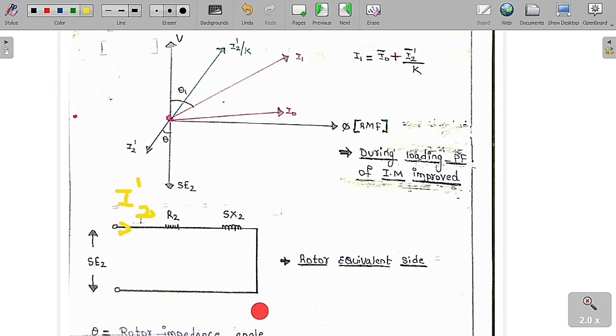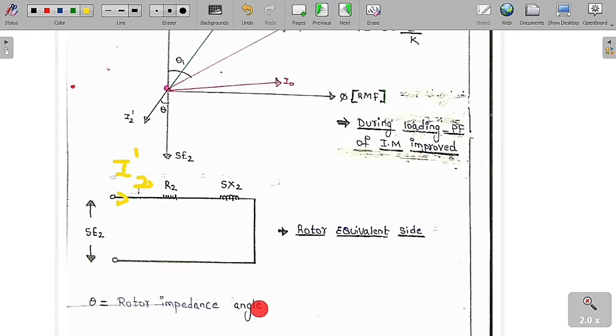Theta is called the rotor impedance angle. If you try to find it, tan theta is equal to S into X2 by R2, and we are going to get this impedance angle. By this angle, the rotor current I2 dash is going to lag the rotor induced voltage. So theta is called the rotor impedance angle.